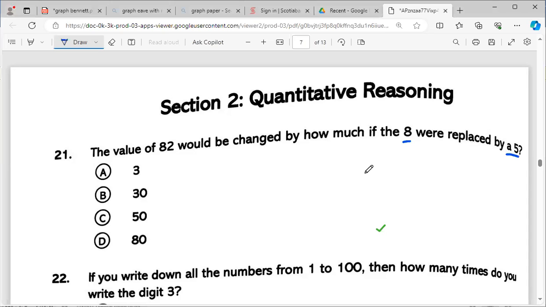Sir, can I explain the answer? The value of 82 would be... Sir, can I explain it? All right, go again. So first you replace the 8 with the 5 and you're going to get 52. And then it says the value of 82 would be changed by how much if the 8 were replaced by 5. So you subtract the 82 from the 52 and you'll get 30.